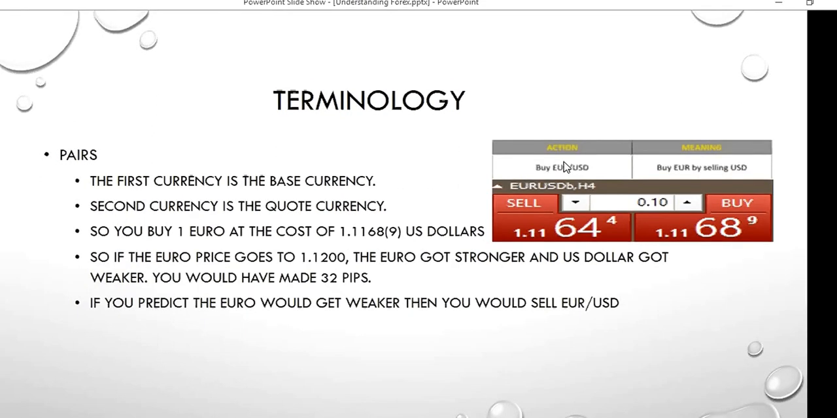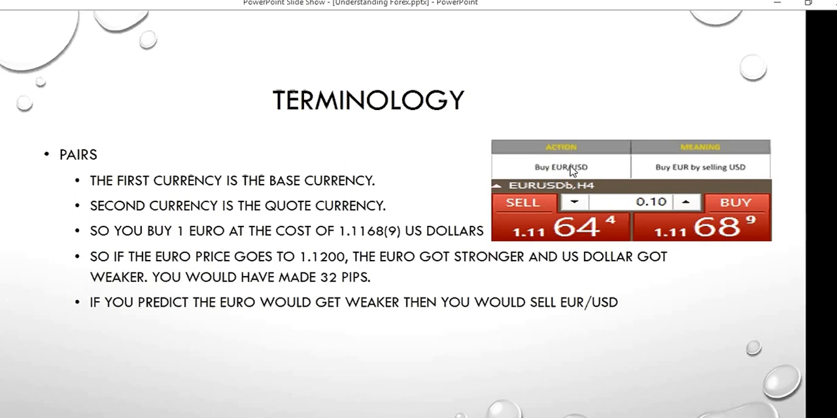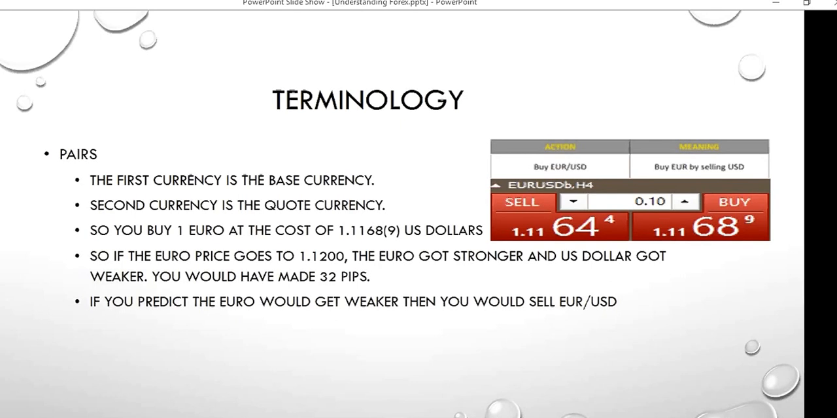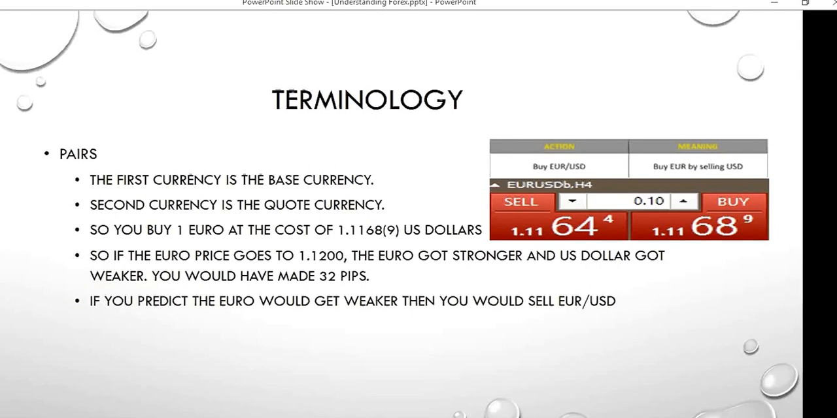Still on pairs, the first currency is called the base currency. I'm just going to use my mouse over here. So here we've got the Euro USD. The Euro is the base currency. That second one is the quote currency. So you buy 1 euro on this day, which was the 27th of March 2016, at the cost of 1.1168 US dollars. If the price goes to 1.12, the euro got stronger and the US dollar got weaker, which would mean that you'd made 32 pips.